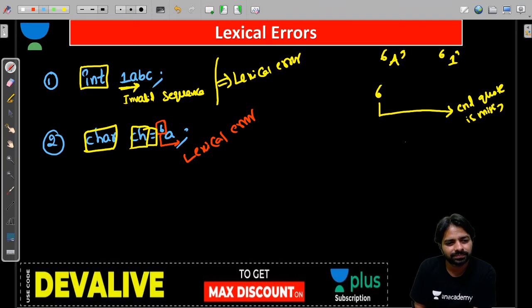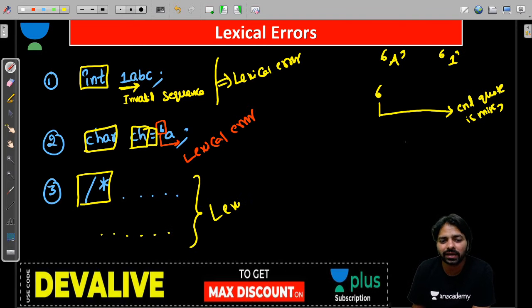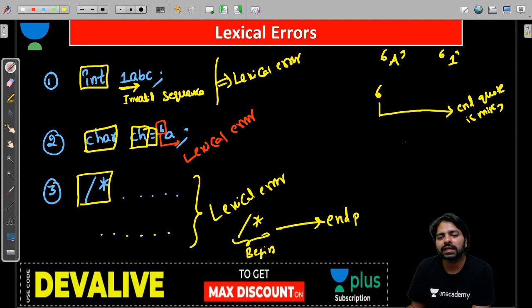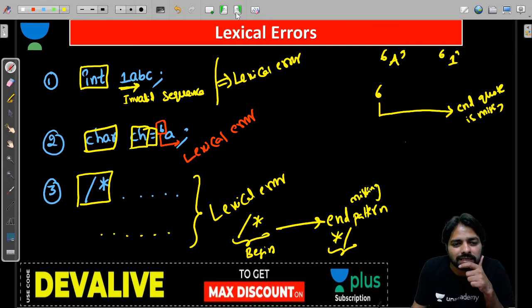Third one. In case you have a comment that is started, but there is no end anywhere, no end. So the begin of the comment happened. So this is also a lexical error. Why? Because the slash star is the begin and the end pattern is missing, that is star slash is missing. This is also a lexical error.